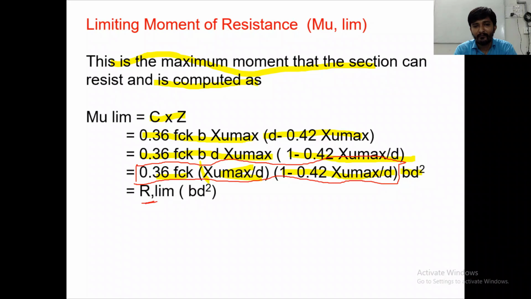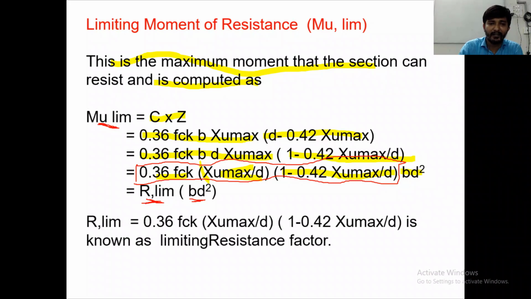As you can see, this R limiting value again depends on two parameters only, which are grade of concrete and grade of steel. If you know the grade of concrete and grade of steel, you can easily calculate the R limiting value, and plus you know the dimension of your section, you can easily calculate the maximum bending moment that section can carry. So let us see that.